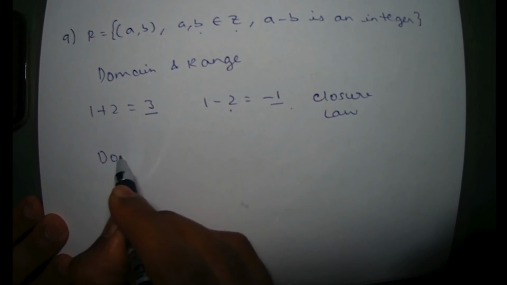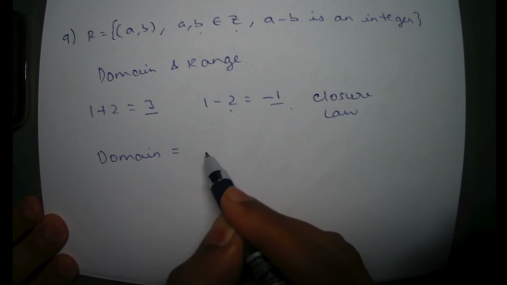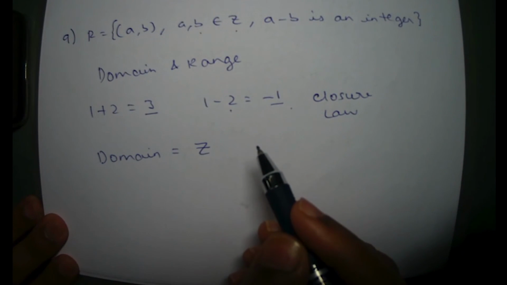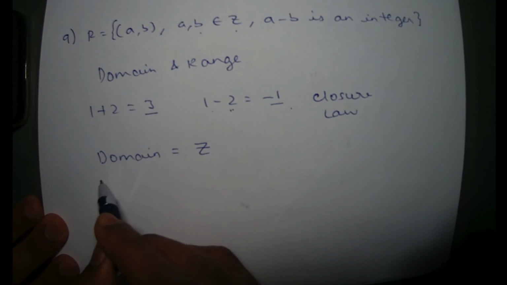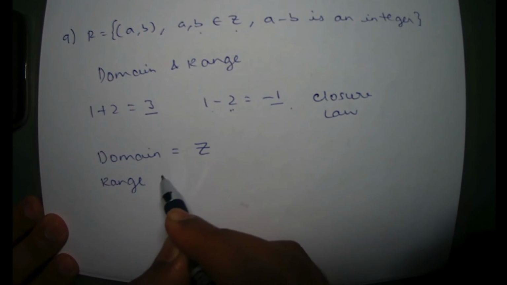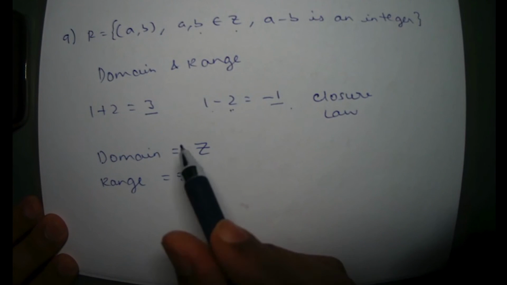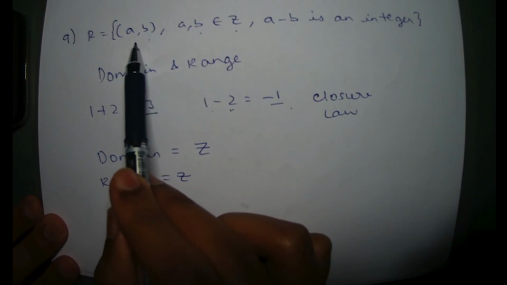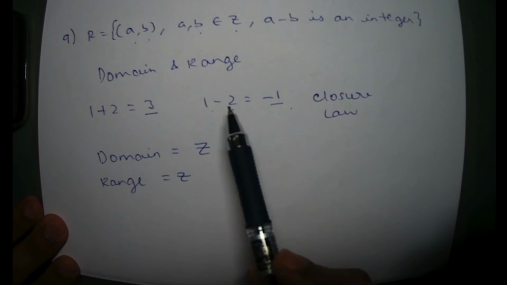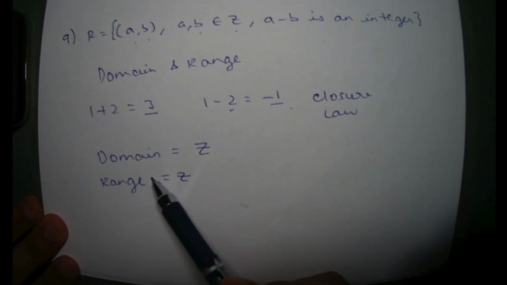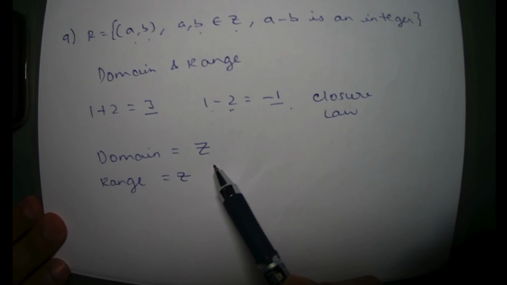So from this, the domain of the relation will be integers, because the two numbers taken for subtraction are always integers, and the range also will be integers because the value of b will always be an integer and the value of a will always be an integer. When we subtract these two numbers, we get an integer. So the domain and range of this relation will also be equal to the set of all integers.